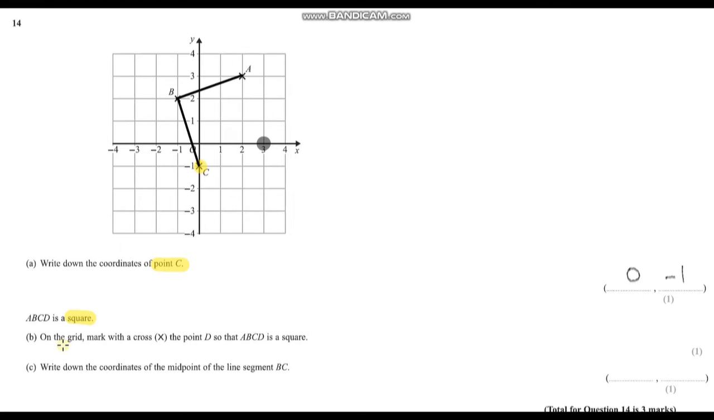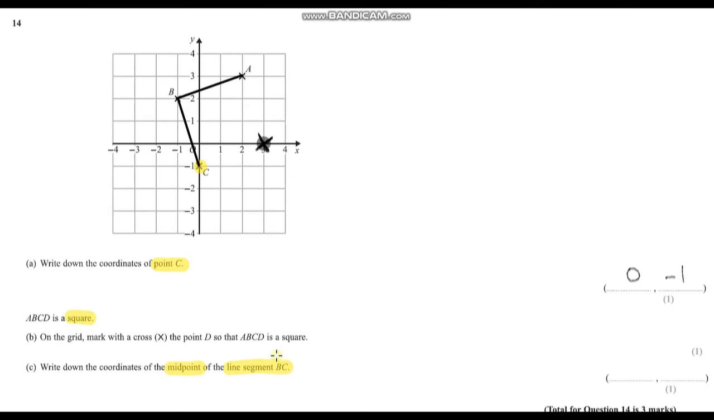So it says on the grid, mark with a cross the point D. So let's do that. D is going to be this point here. And just to prove that is the right point, let's connect all of the points together to show you that it will make a square. So there we go, and you can see there is a square. We obviously don't need those last 2 lines. And now moving on to part C, it says write down the coordinates of the midpoint of the line segment BC.